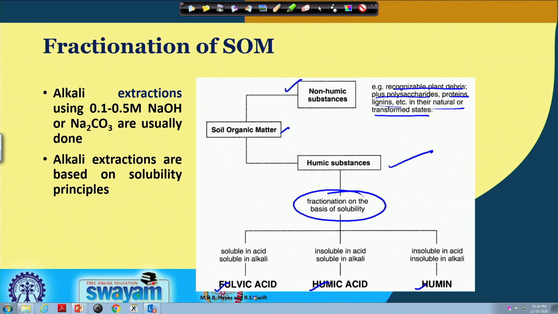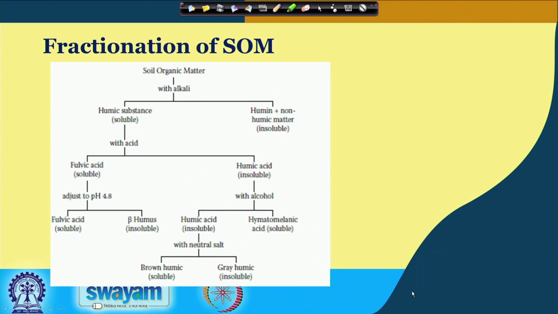As I have told you in the previous slide, fulvic acid is basically a soluble fraction. So, it is soluble in both acids and alkali. The humic acid is the fraction which is insoluble in acid, however, it is soluble in alkali. However, humin is generally insoluble. It is insoluble in acid as well as alkali. So, this diagram shows the differences in their solubility, and let us see how we can actually implement this fractionation in this slide.